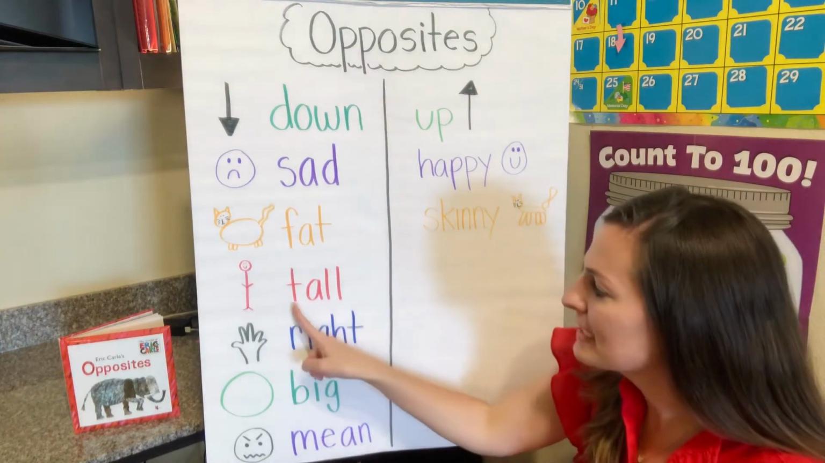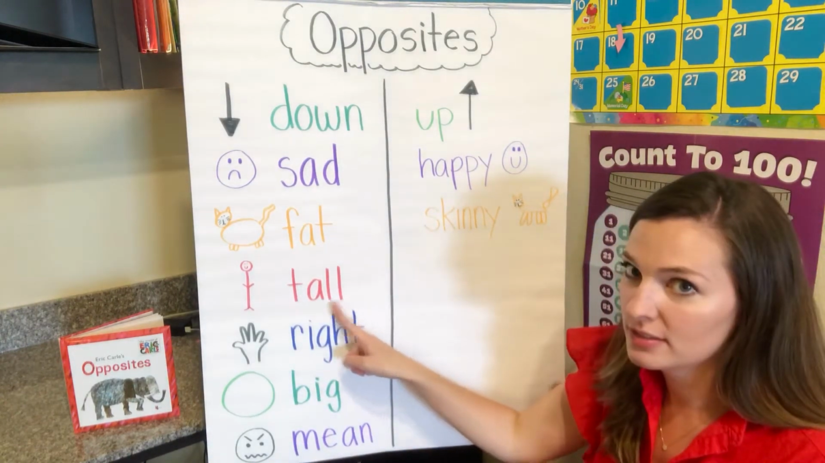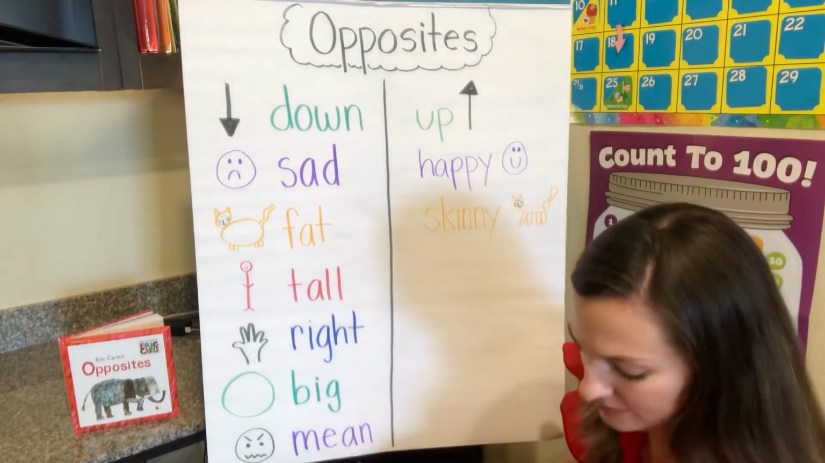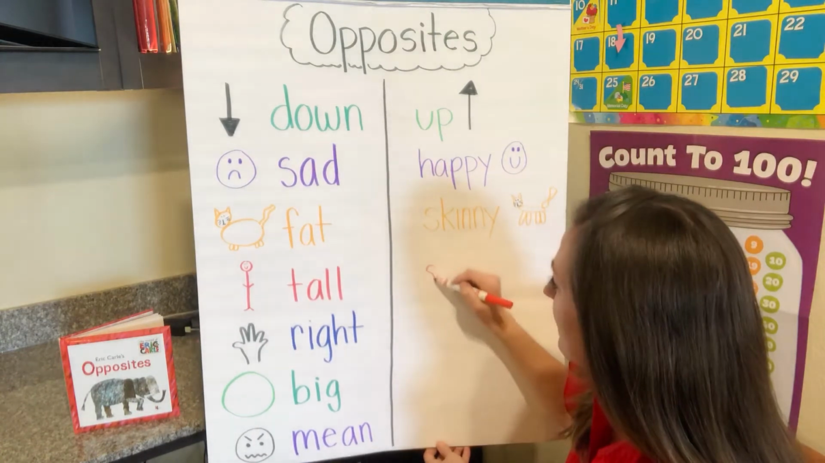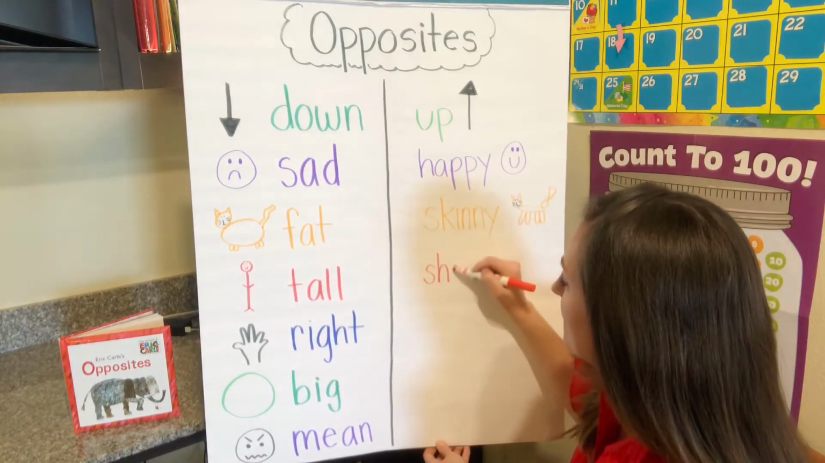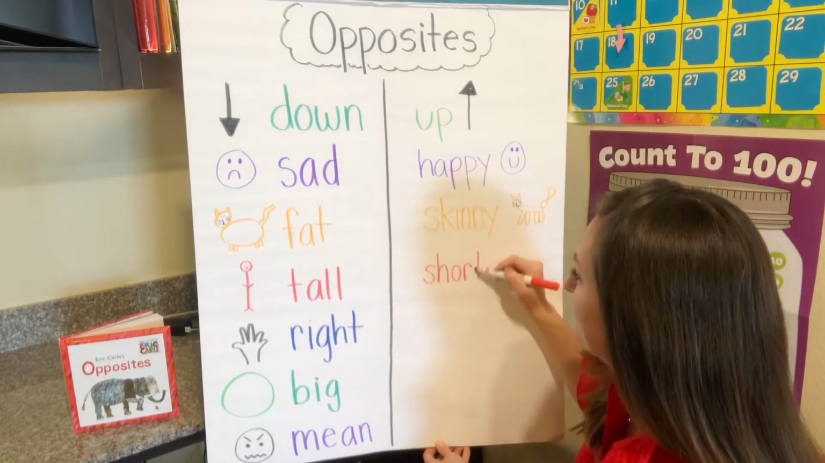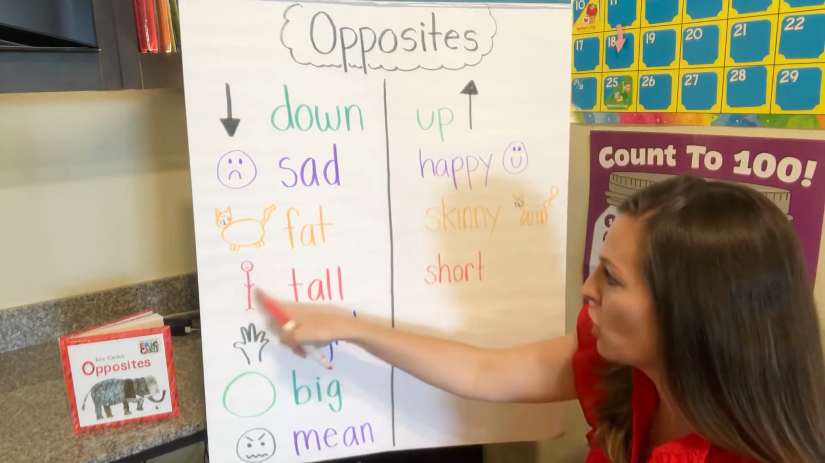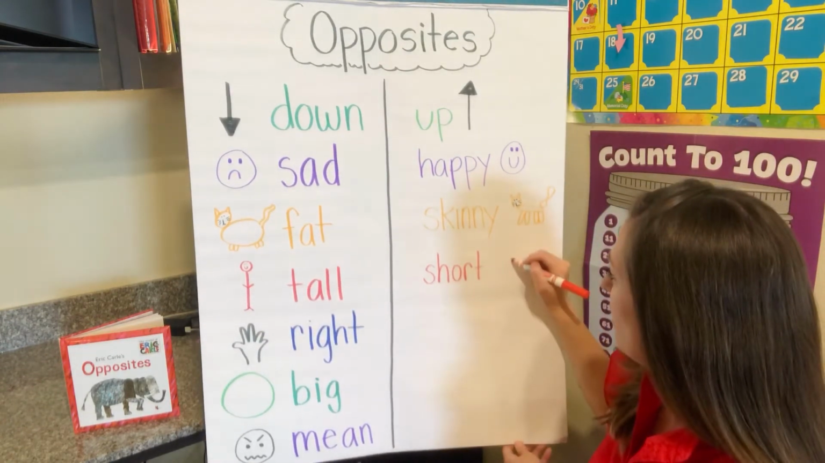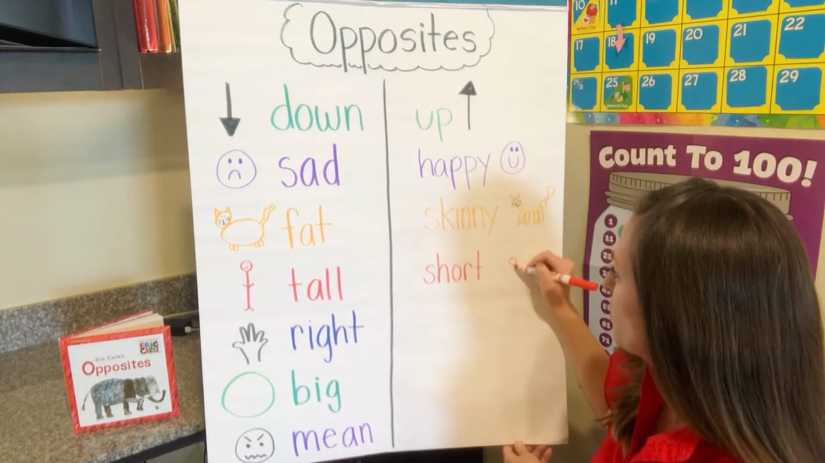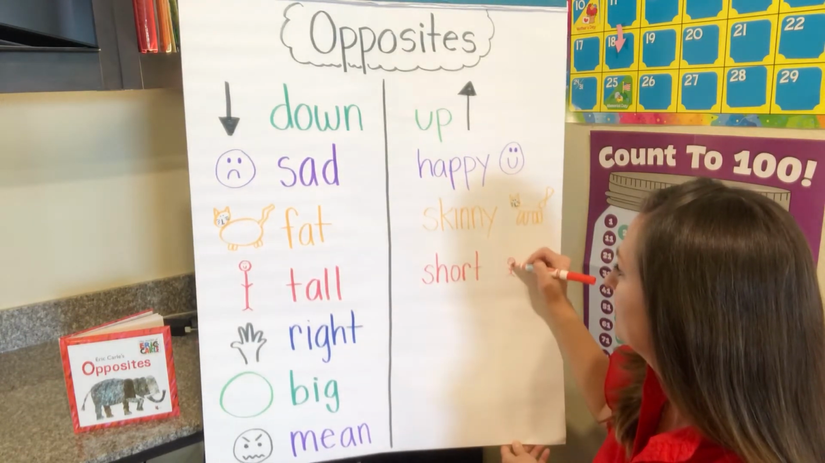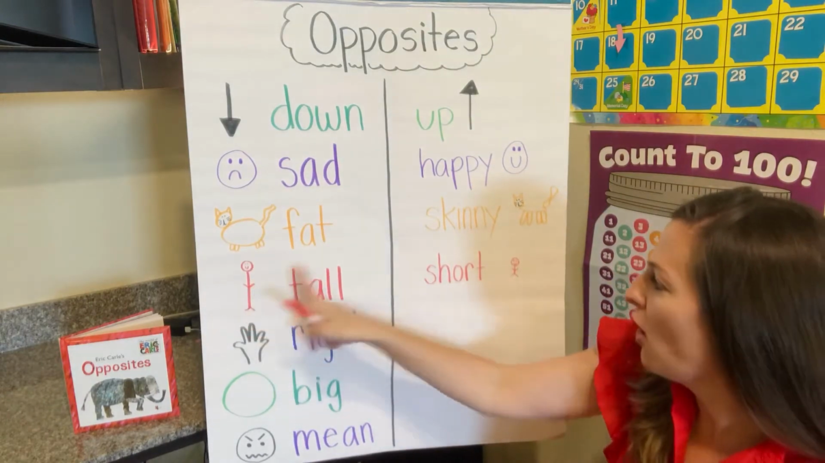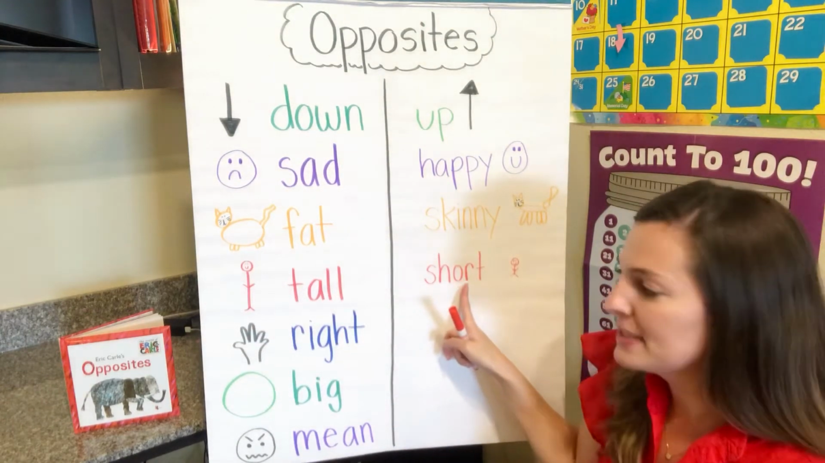What is the opposite of tall? The opposite of tall is short. So here we have a very tall person, and now I'm going to draw a very short person. So tall and short, these are opposites.